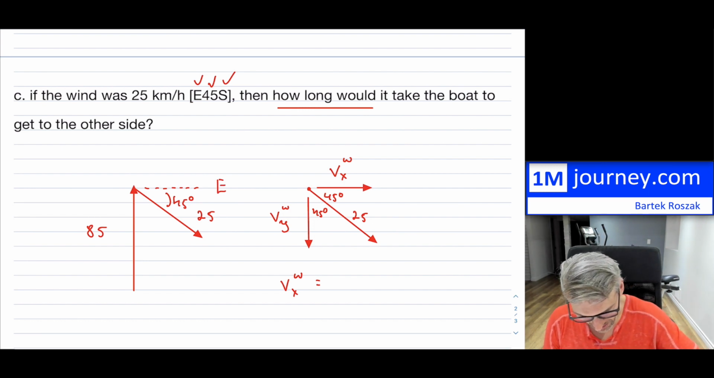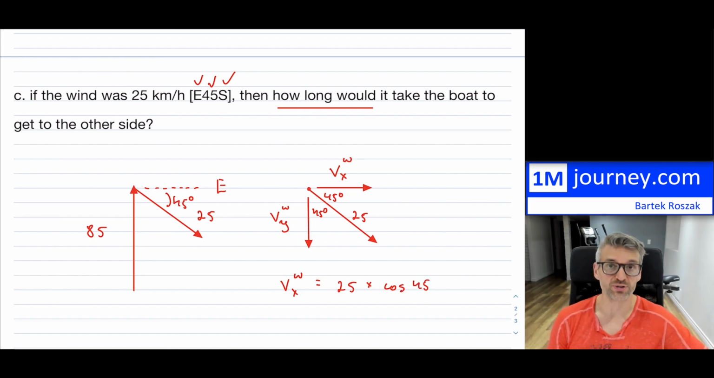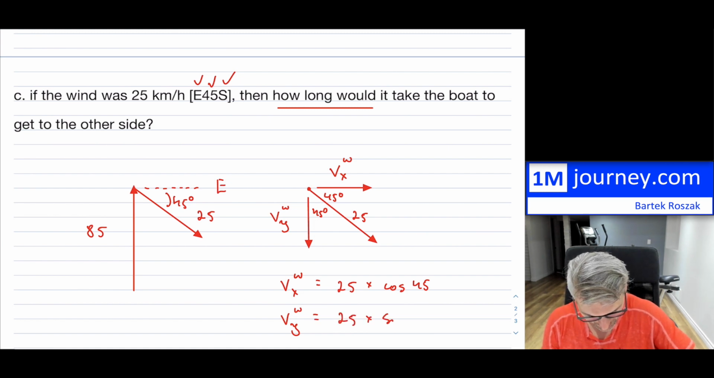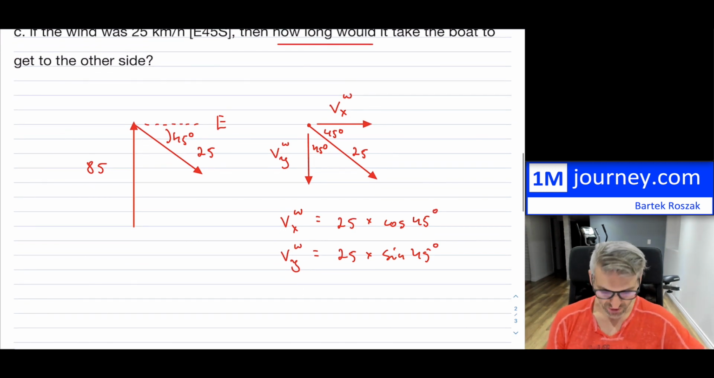So for any of these, the x component is 25 kilometers per hour multiplied by the cos of the angle, which is cos of 45, which is 1 over square root of 2. And then the y component of the wind is also 25, but multiplied by sine of 45, although sine of 45 and cos of 45 are identical. So we know exactly what these are.